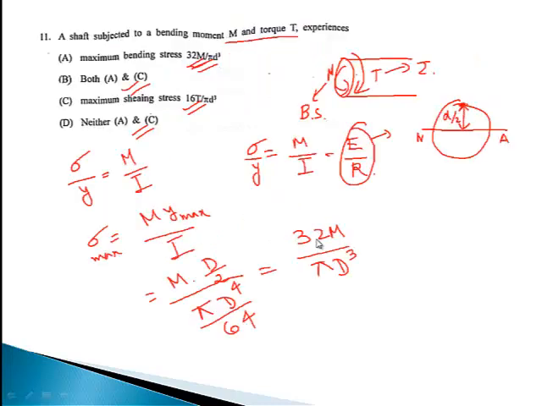So what will be the answer? The answer will be both A and C. Okay, simple. So let's go to the second question. These are all strength of materials, and they are important for both A and J, so do not miss these questions.